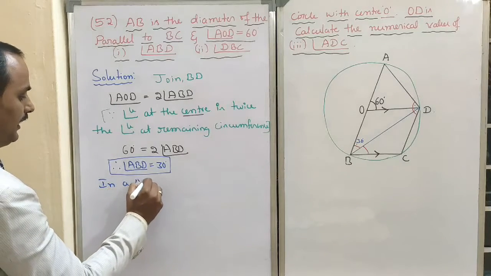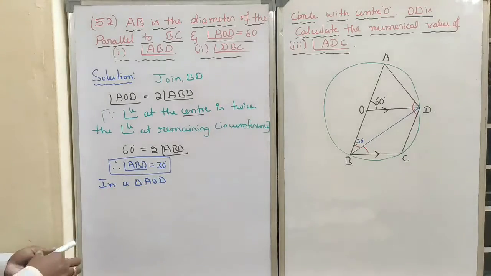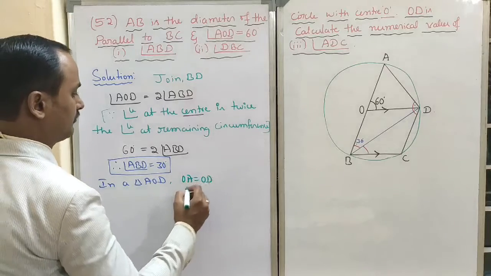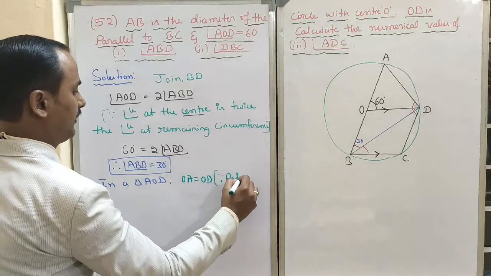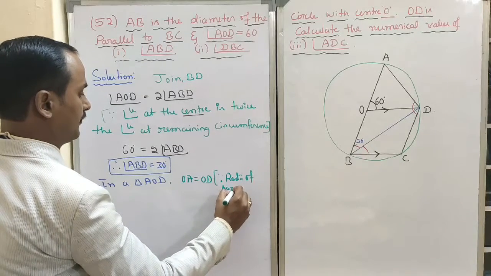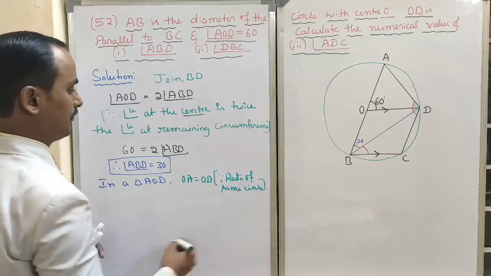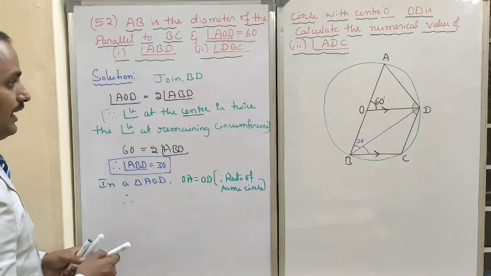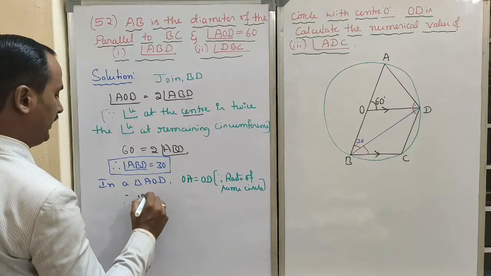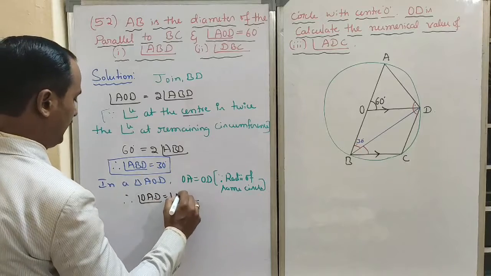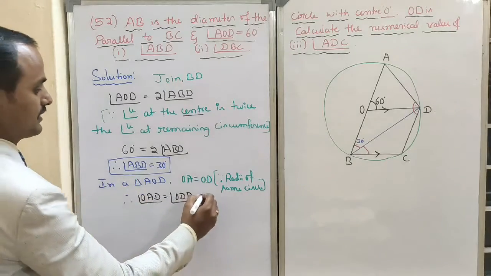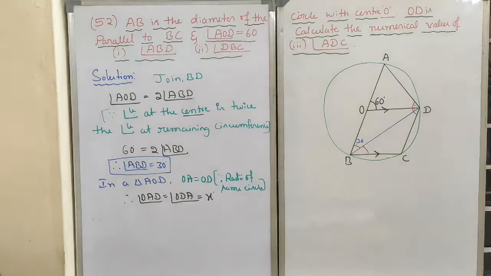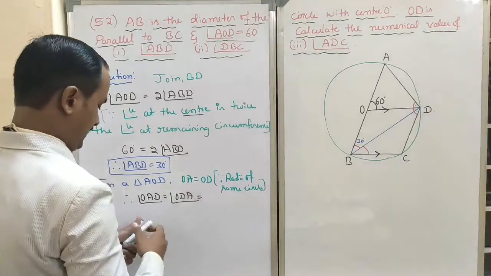In triangle AOD, OA is equal to OD, radii of the same circle. Therefore, angle OAD is equal to angle ODA, is equal to how much will come? That is x degree. Otherwise, directly I will write 60 degree. How will it come? I will show.